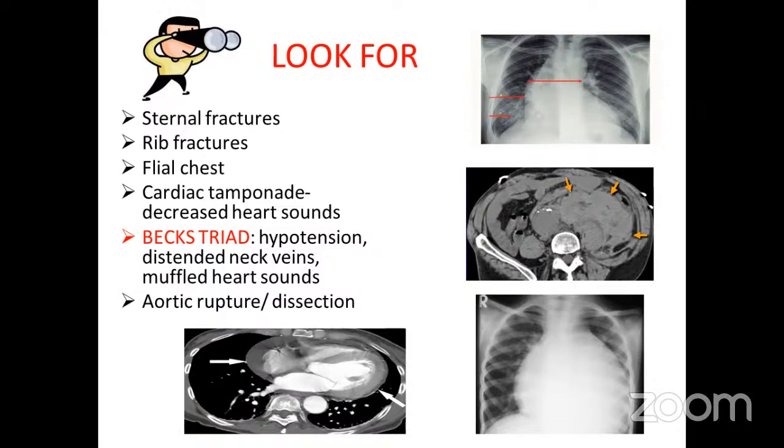And we have Beck's triad, in which whenever you are suspecting a cardiac tamponade, you will have a triad of hypotension, distended neck veins, and muffled heart sounds. And the most devastating is your aortic rupture or dissection. In this, you will have a mediastinal widening. You can see in image 1, if there is a widened mediastinum than normal, you can suspect an aortic rupture or a dissection.